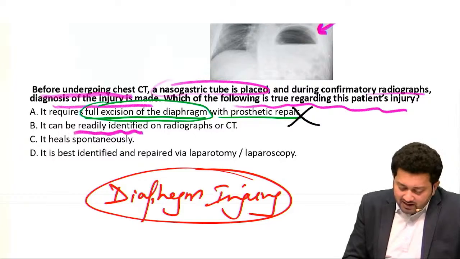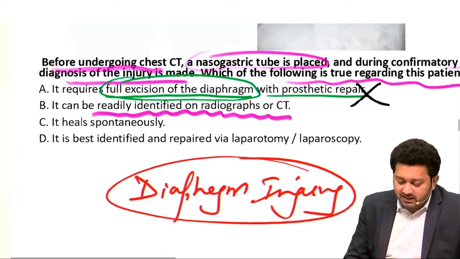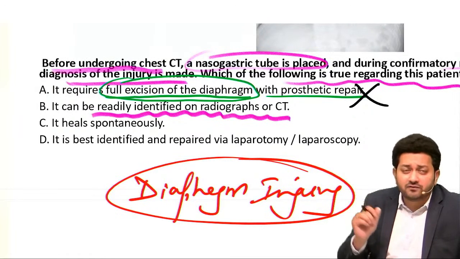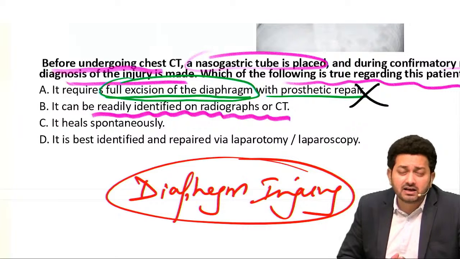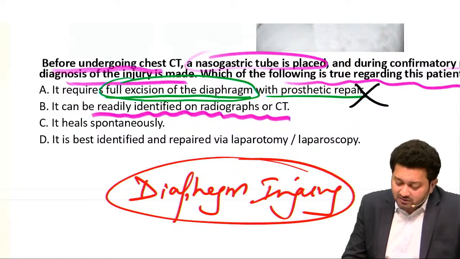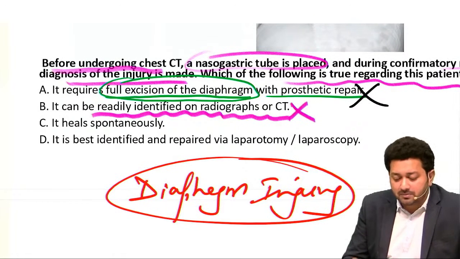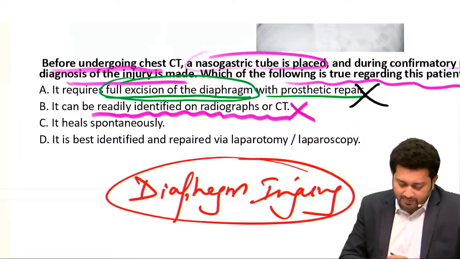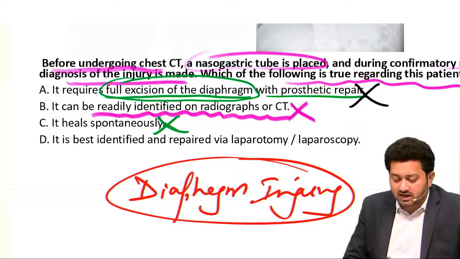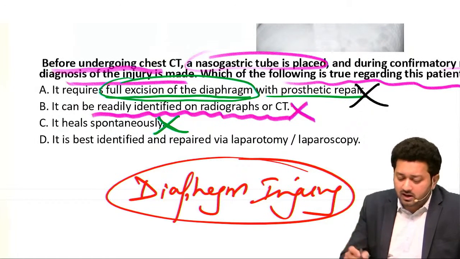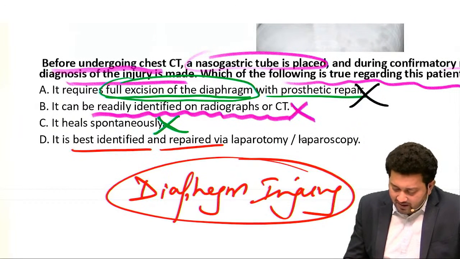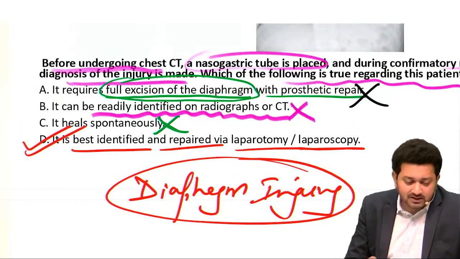It can be readily identified on radiographs and CT. It may be identified, but I teach in my classes also that diaphragmatic injury is very frequently missed on the initial survey and initial evaluation. So it is not readily diagnosed. It may be diagnosed, but many times it gets missed initially. It heals spontaneously? It never heals spontaneously. You have to do surgery in diaphragmatic repair, no matter if it is small or big. It will not heal on its own. It is best identified and repaired via laparotomy or laparoscopy, the obvious correct answer.